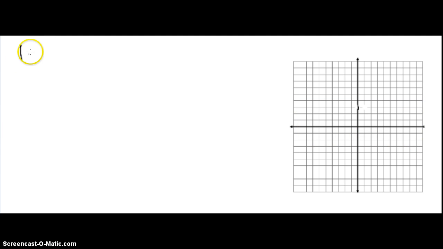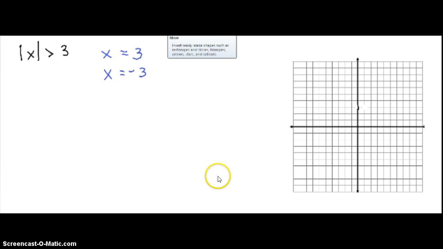On the other hand, if I have something like the absolute value of x is greater than 3, that means I want to be further away from 0. I want my distance from 0 to be further away than 3. So let's look at our two possibilities and then graph them. X could either be positive 3 or x could be negative 3. Both of those are going to yield me 3 if I put them in absolute value bars.